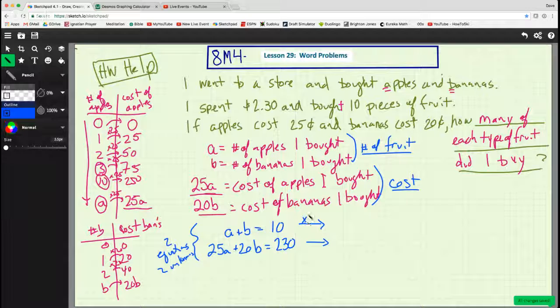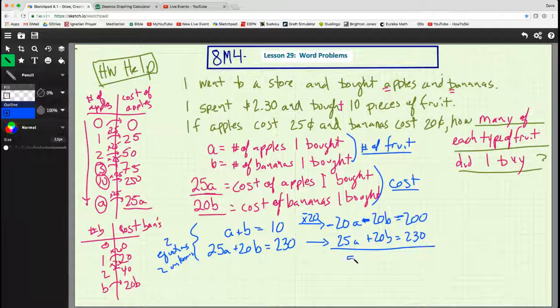I'm going to multiply this top one by 20. And I'm going to get 20A plus 20B equals 200. And down here I have 25A plus 20B equals 230. Well, they're not going to be eliminated because these are both positives. I need to make one of them negative. So I should have multiplied by a negative 20. So if I would have multiplied by negative 20, I would have gotten negative 20A minus 20B equals minus 200. Okay. Now when I add down, these will eliminate.